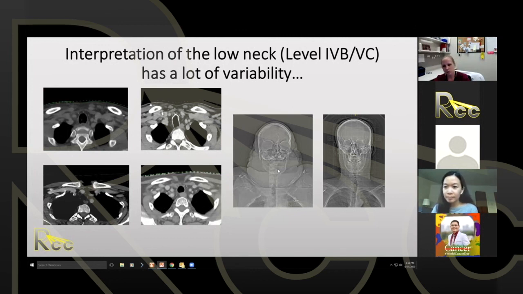And then I also just wanted to include these pictures here. These scouts from these CT scans, what I'm trying to show you here is that a lot of that has to do with how long the neck is from individual person to individual person.